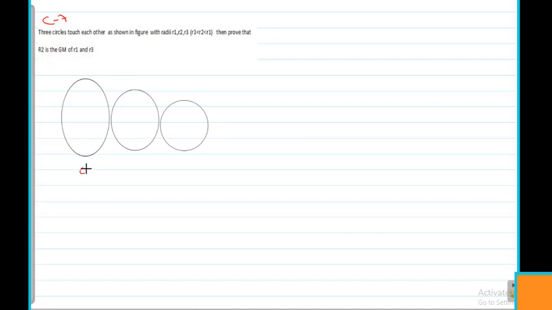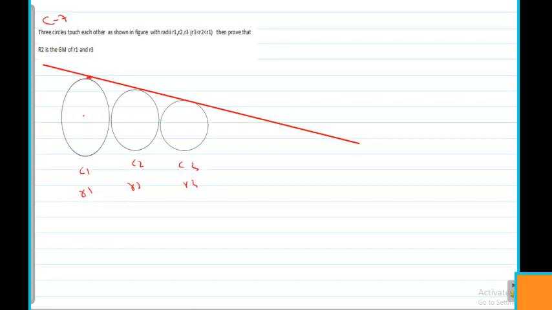Interesting problem. So this is circle 1, this is circle 2, and this is circle 3. Its radius is R1, this radius is R2, this radius is R3. They touch each other. So do one thing: draw a common tangent for all the 3 circles. Assume that this is one of the direct common tangents for the 3 circles.